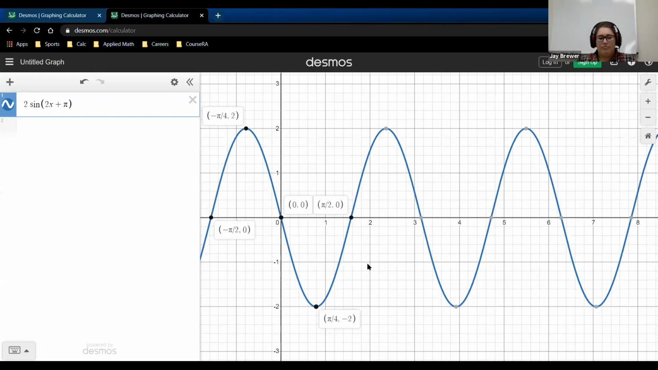Okay. Do you guys have any questions on finding the amplitude, finding the period, finding the phase shift, finding where the cycle begins, doing your subintervals, finding your 5 points, and then graphing? Again, you can use Desmos to graph.